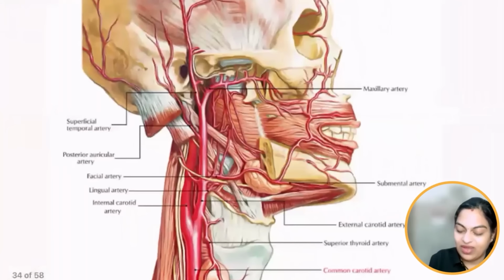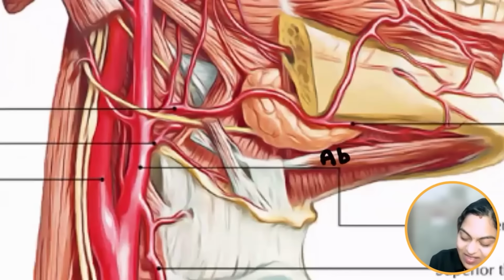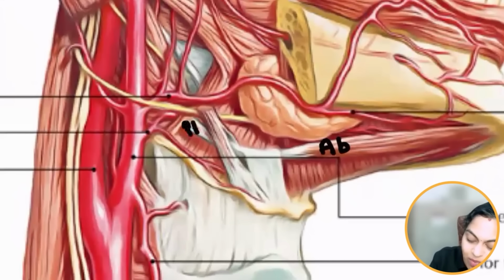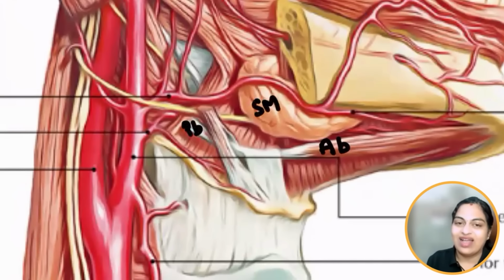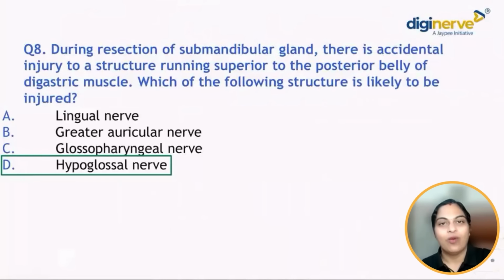Be with me. Okay. Here I'll zoom it a bit. This is the anterior belly. Yes. This is the posterior belly. You can see the submandibular salivary gland here, right? Immediately above the posterior belly. This nerve that you see here is the hypoglossal nerve, right? Yes. So for this case scenario, going with the clue, the right option is hypoglossal nerve.